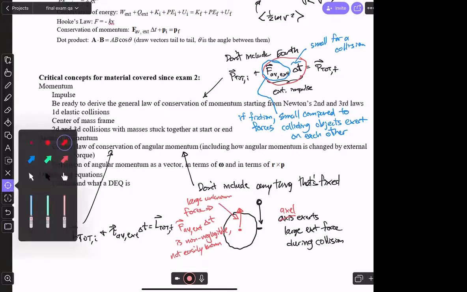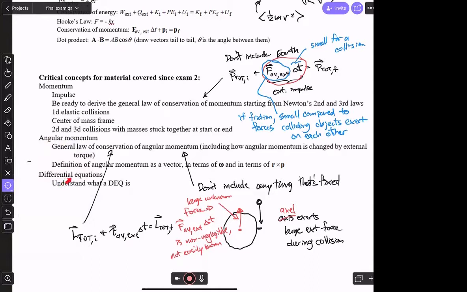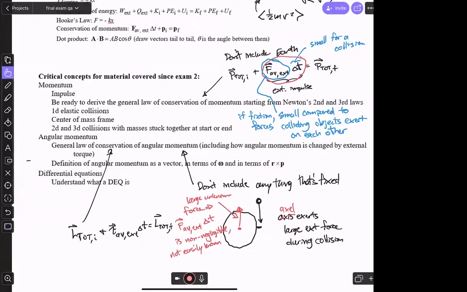Continuing down our list, and feel free to jump in when you have other questions. Definition of angular momentum as a vector, in terms of vector omega and in terms of vector r cross vector p. Can we talk about that?